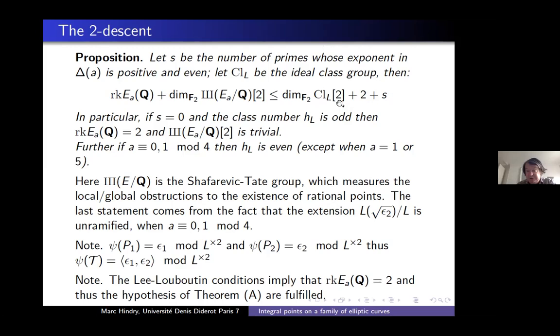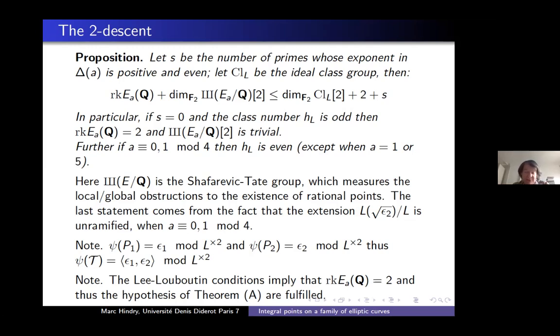Little s is a number: the number of primes whose exponent is positive and even. This allows a nice comparison. In the Lee-Louboutin hypothesis, they assume that the class number is odd, so the dimension of the 2-part of the class group is 0, and they assume something stronger, S equals 0. So you see that in the Lee-Louboutin conditions, you automatically get rank equals 2.